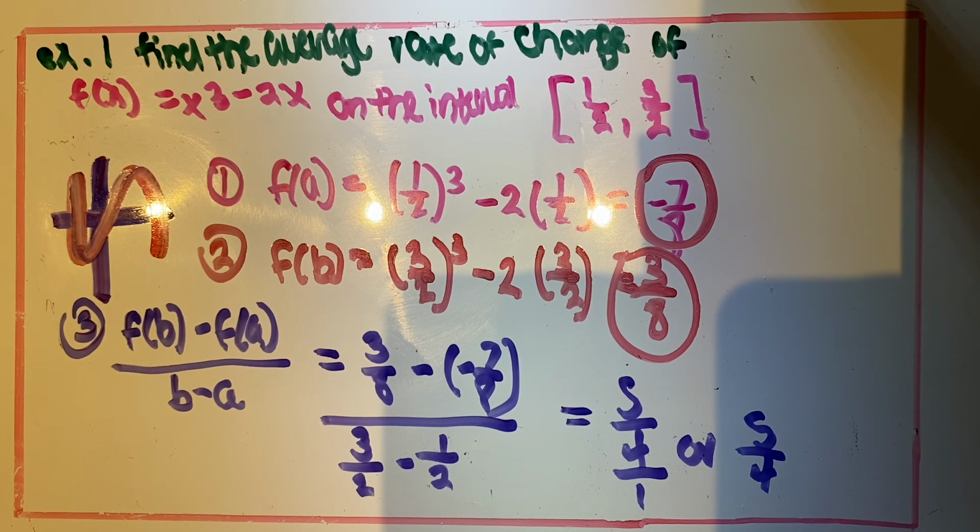Now we can use the average rate of change equation to plug f of b and f of a in. F of b minus f of a over b minus a is the equation. This is equal to 3/8 minus -7/8 over 3/2 minus 1/2, which is equal to 5/4 over 1, or 5/4. This number is the average rate of change of the function. Let's move on to a different example representing the slope of the secant line.